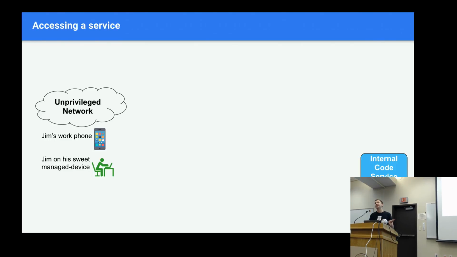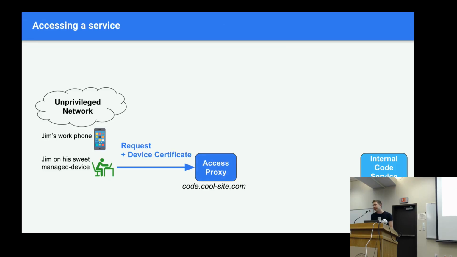So we're like, you know what, Jim, just for you, you don't need a VPN. You can just connect. And Jim's like, oh, that's good. I don't have to waste my time with that security stuff anymore. That's cool. So Jim's like, all right, let me just try connecting. And all of a sudden, it goes to this access proxy, which is what the domain for the service points to, right?